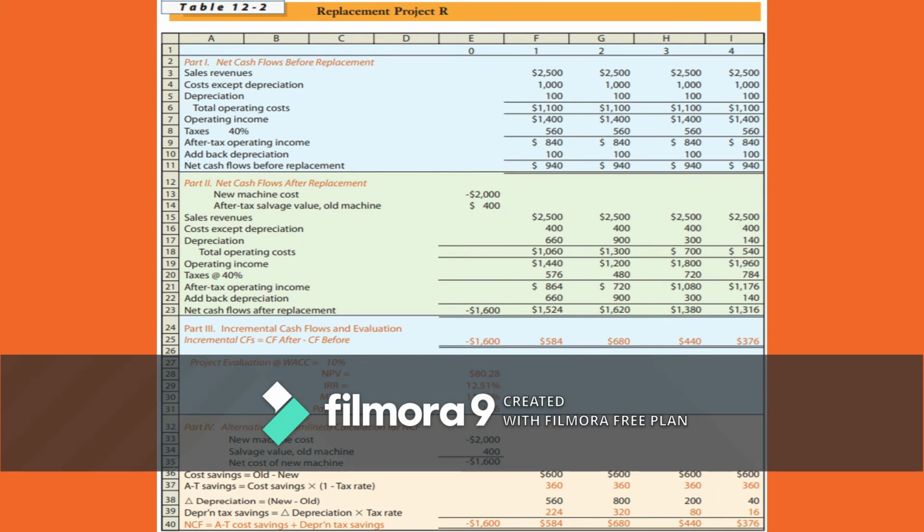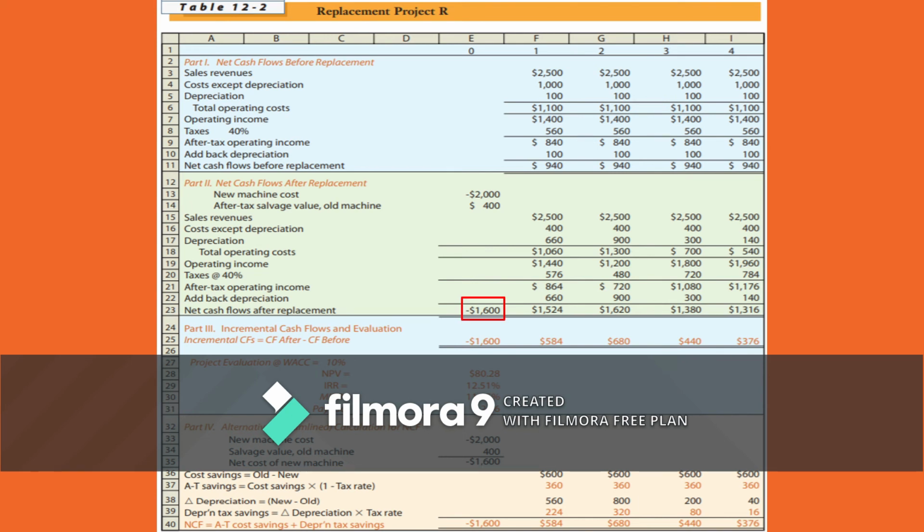Here we find the cash flows from the operation with the old machine, then find the cash flows with the new machine, and find the differences in the cash flows. This is what we do in parts 1, 2, and 3 of the table. Since there will be an additional expenditure to buy the new machine, that cost is shown in cell E13. However, we can sell the old machine for $400, so that is shown as an inflow in cell E14. The net cash outlay at time 0 is $1,600, as shown in cell E23.